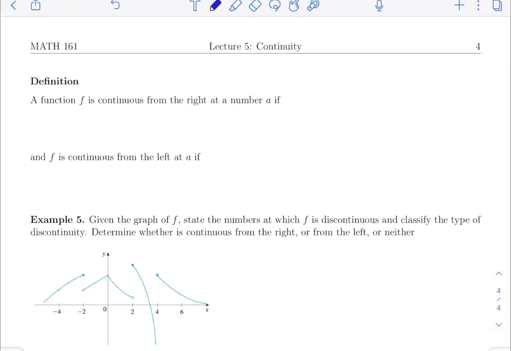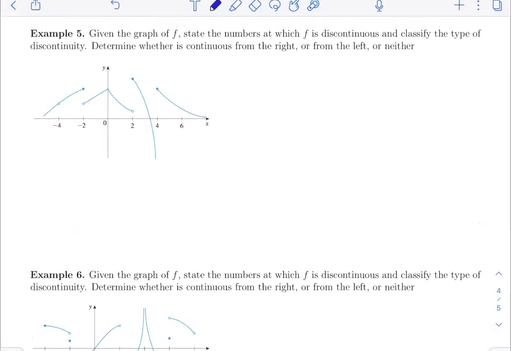We have some other definitions related to continuity of functions. The first definition is that a function f is continuous from the right at a number a if the limit of the function as x approaches a from the right is equal to f of a. And the function f is continuous from the left at a if the limit of the function as x approaches a from the left is equal to f of a. Now we're going to explore these definitions using the following two examples.